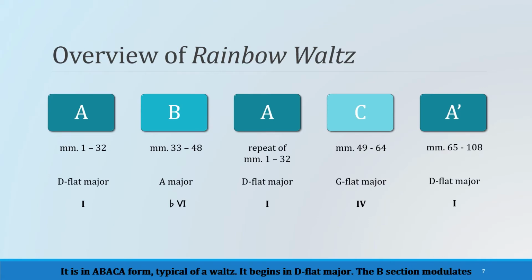The basic harmonic and form structure of Rainbow Waltz is as follows. It is in ABACA form, typical of a waltz. It begins in D flat major. The B section modulates to our flat 6 key, A major, and harmonically, very typical of Price, she loves her third modulations. Then there is an exact repetition of the A section, followed by our C section in G flat major, the key of 4. And that is very typical of a waltz as well, before we return for a mostly the same A section with a bit of a coda tacked on to the end, which turns it a bit more into an A prime section.